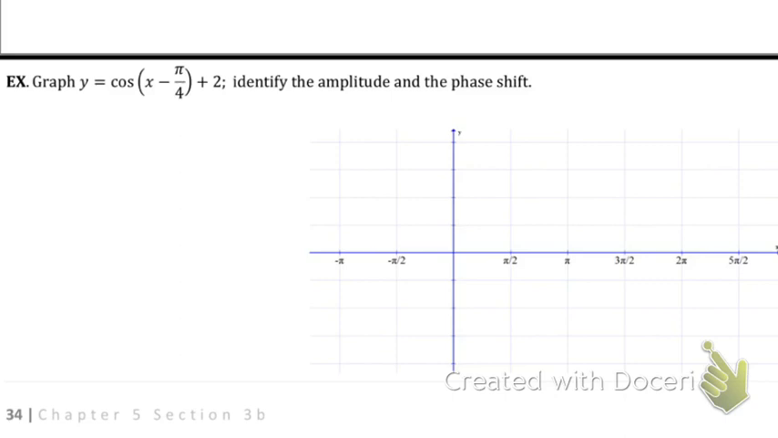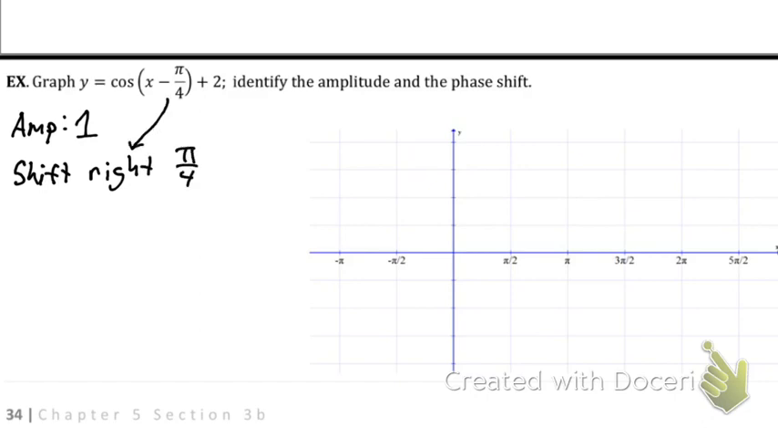All right, so we have graph y equals cosine of x minus pi over 4, plus 2. We're supposed to identify the amplitude and the phase shift. I'll probably identify more than that. Our amplitude is going to be whatever number is in front of that cosine, which is 1. We are going to shift right pi over 4 units. We get that from there. And it's going to go up 2. We get that from that.